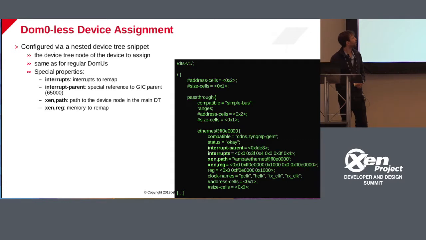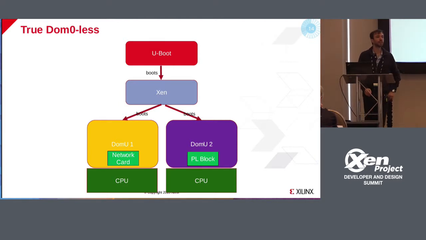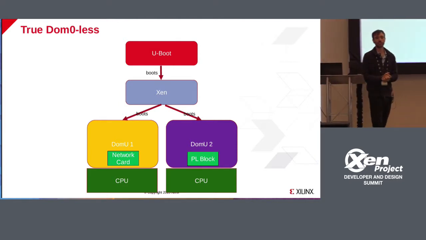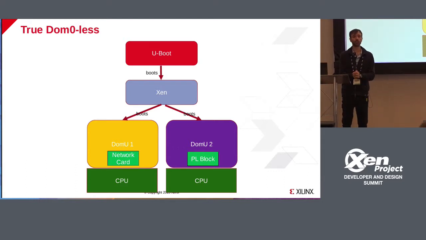There are other important things you should pay attention to, such as interrupts and interrupt parents, but those are also available already and present in the regular device tree we use today with Xl. They're no different. Okay, so once you do that, you can finally assign your device, such as a network card, to a VM and operate it almost instantaneously as soon as your VM starts.